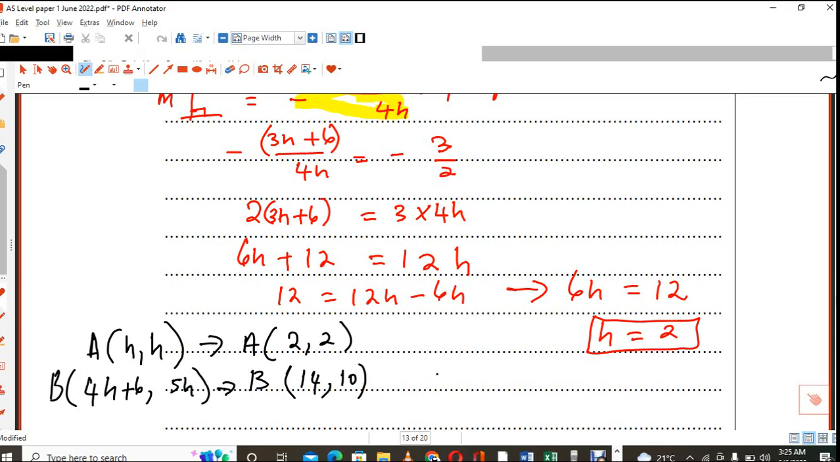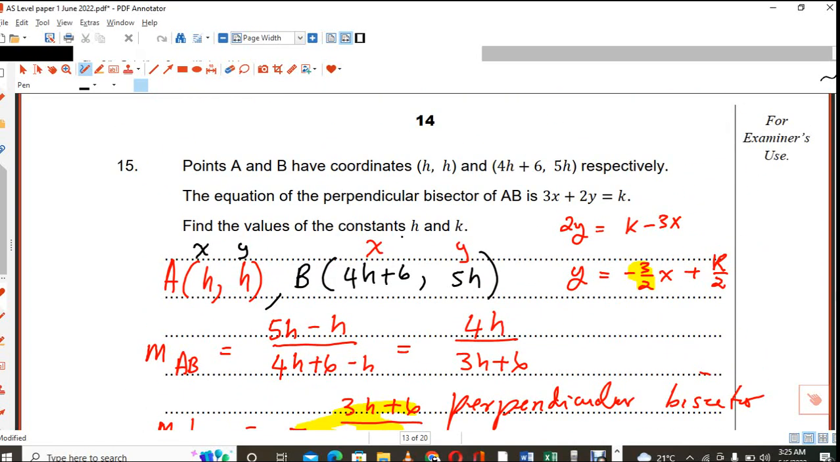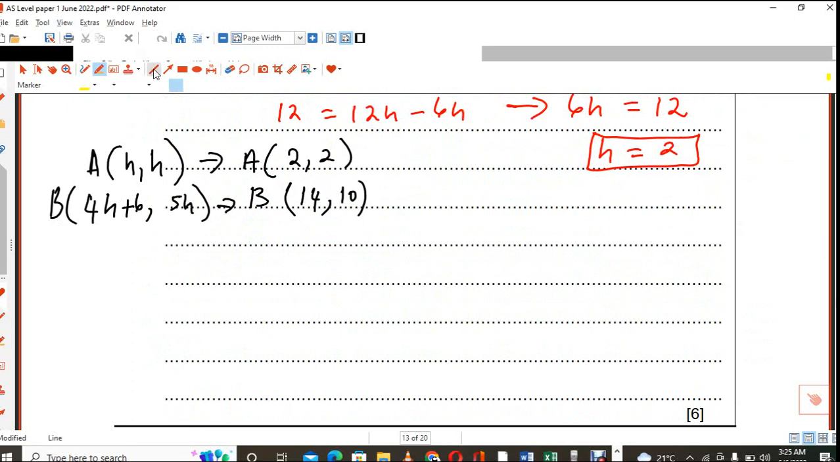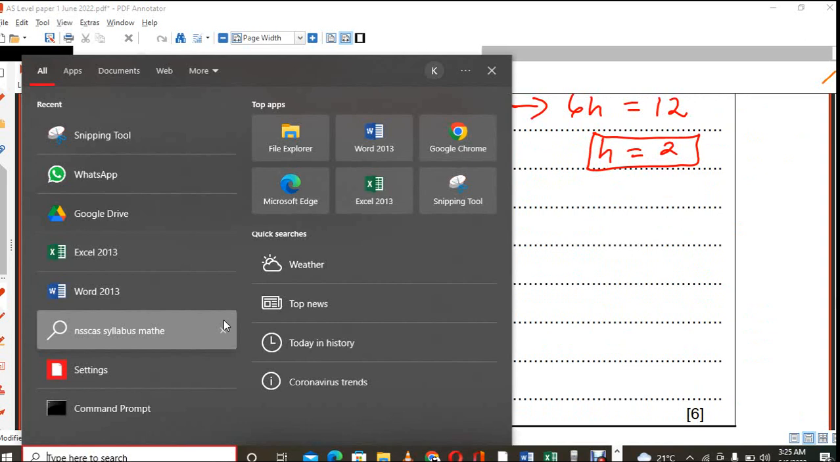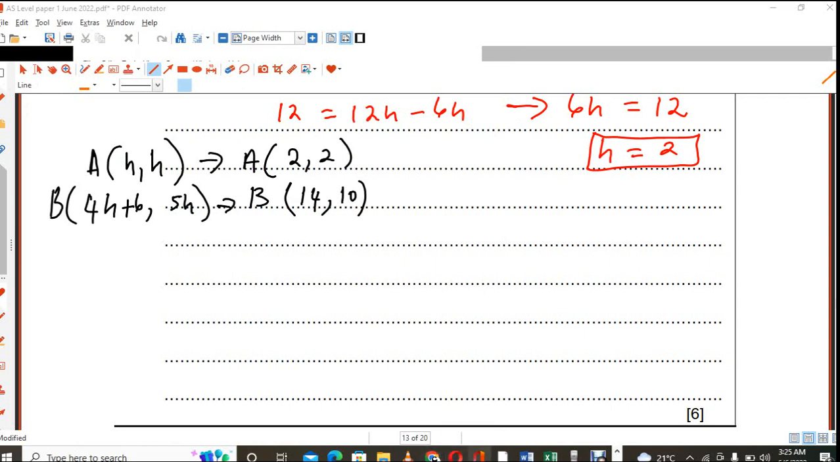Now, what is important here is that you are supposed to find the constant k. There is point B that is important to me, because if I go back here, you see the perpendicular bisector, you have points A and B, and then you have the equation of the perpendicular bisector. So if you consider point A and B as 2 points, I'm just going to use GeoGebra to explain this concept so that you can see why I'm doing that.